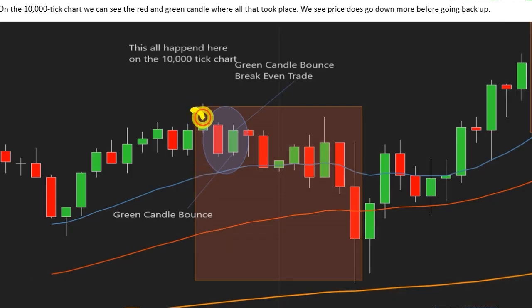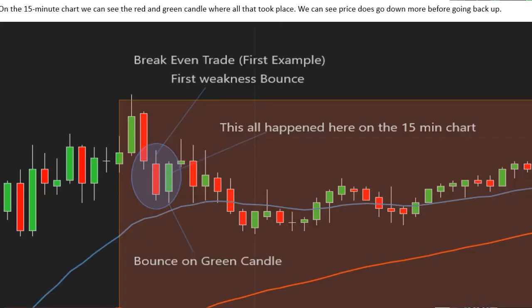What we just saw with that break-even trade, it came up like this. That's what we saw on the 1,000 tick chart. That's what we see right here in this little area on the 10,000 tick chart. This is the same area on the 15-minute chart that we looked at before.